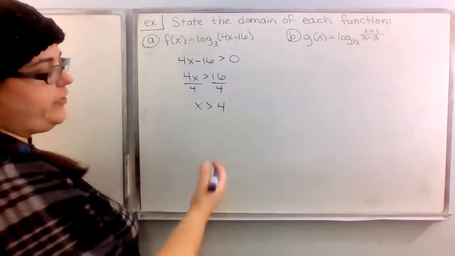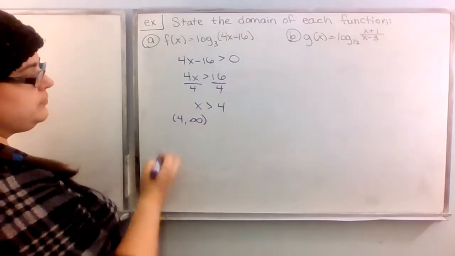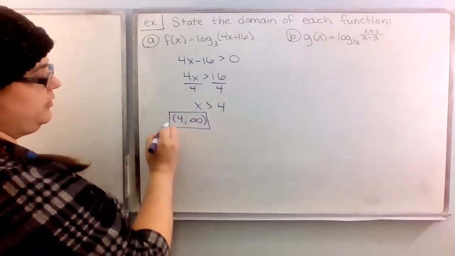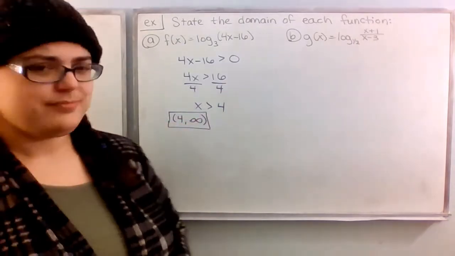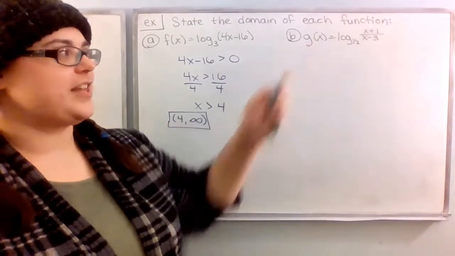This means that the domain of our function is going to start at 4 and go to infinity. There we go. So that's the domain of this first function. Let's find the domain of the second one.